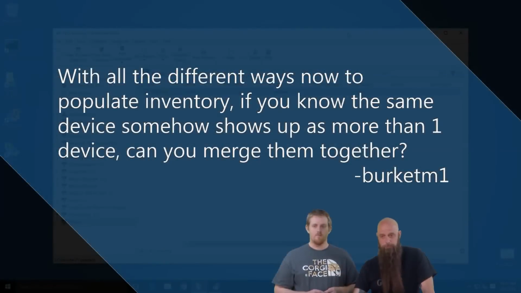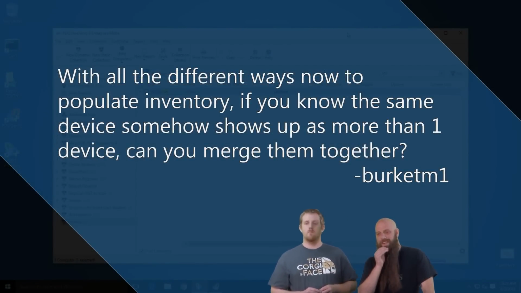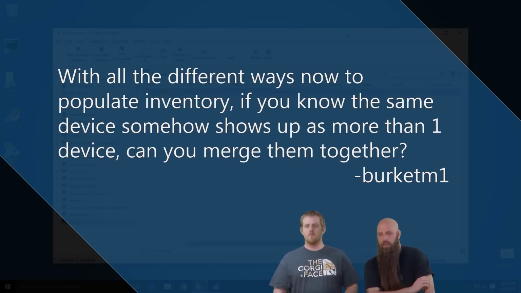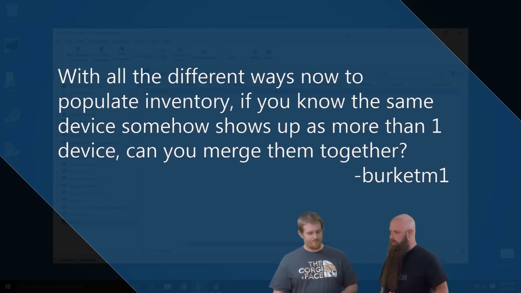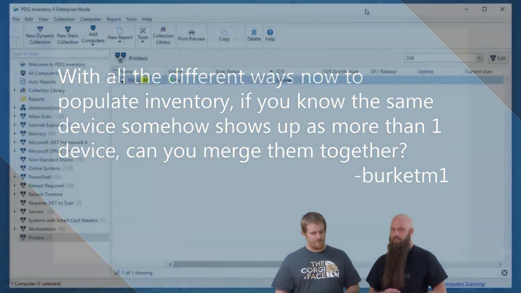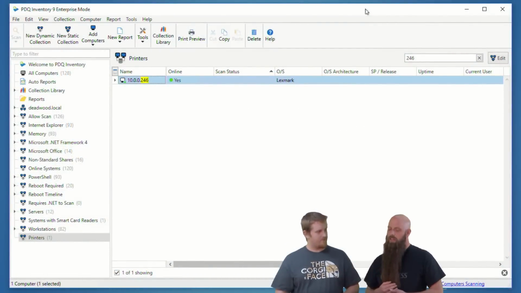From Burkett M1: With all of the different ways now to populate inventory, if the same device somehow shows up as more than one device, can you merge them together? If it's going to show up as multiple devices, they have different records. Obviously, you probably have some issues with DNS, or two devices share the same IP address and one happens to be offline. No, you can't merge them.